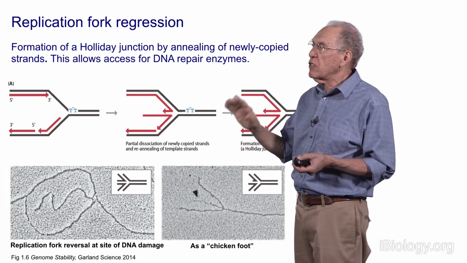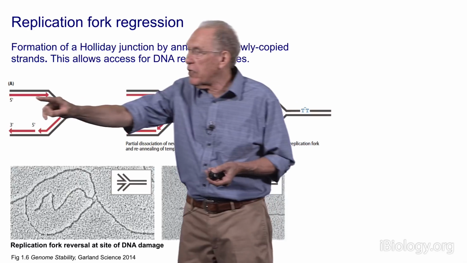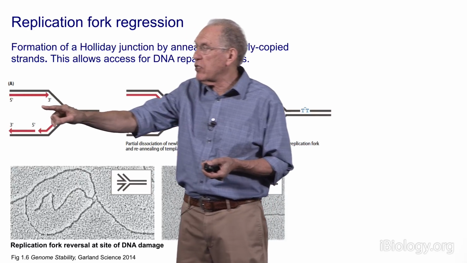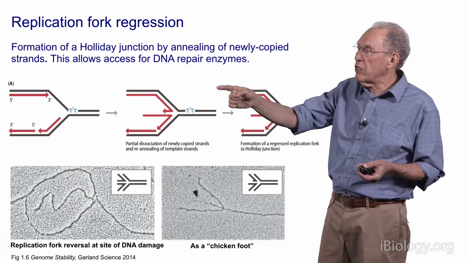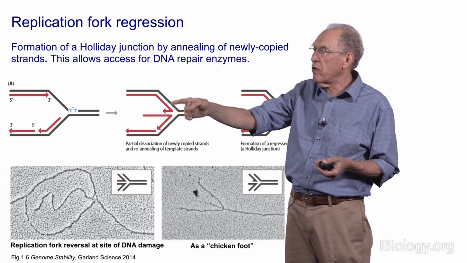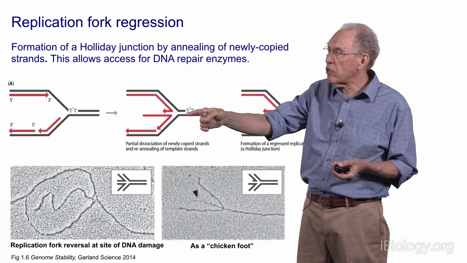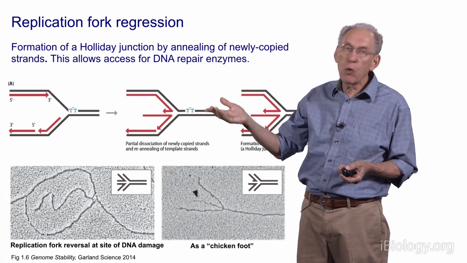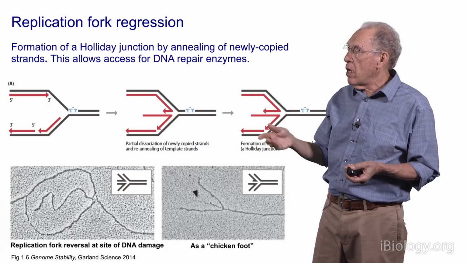But interestingly, this replication fork is capable of rearrangement, so that the newly synthesized strand, this red strand here and this red strand here, can unpair from their original template and can pair with each other to make this new structure. And this is a very odd structure because it's a four-way junction. That's not the normal thing you see in DNA.